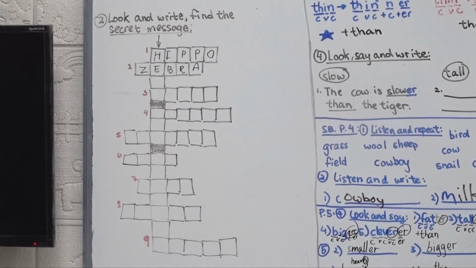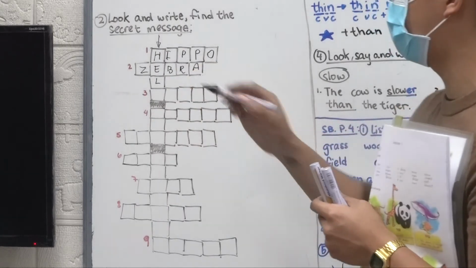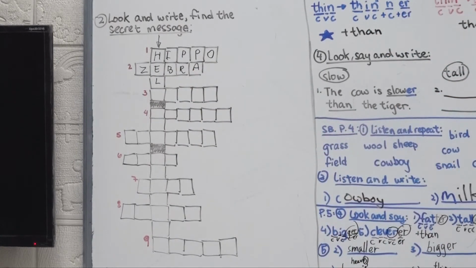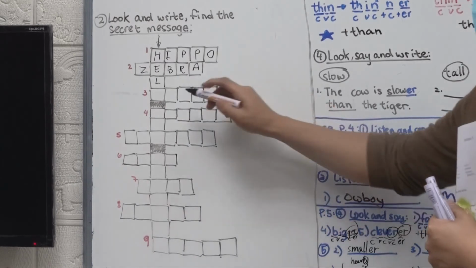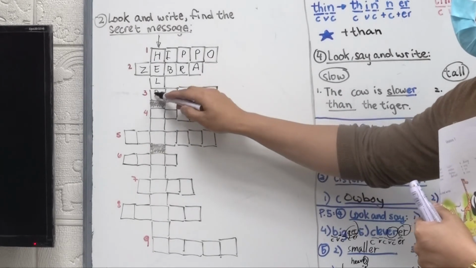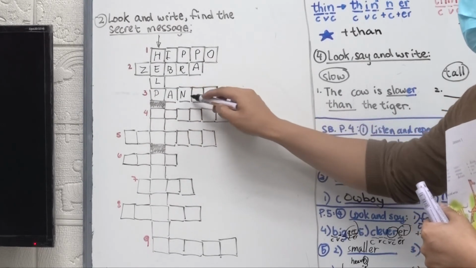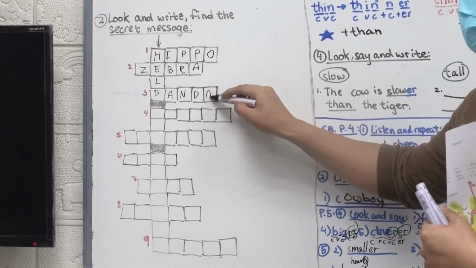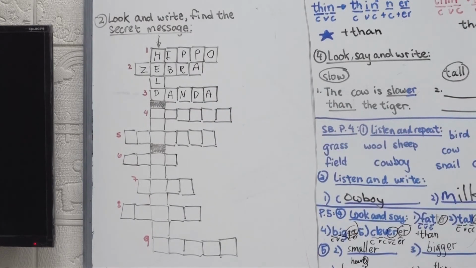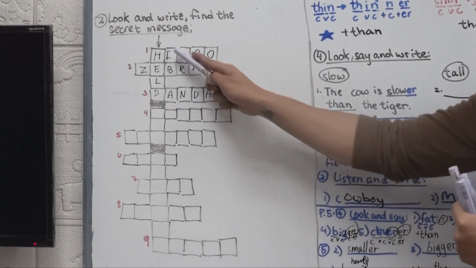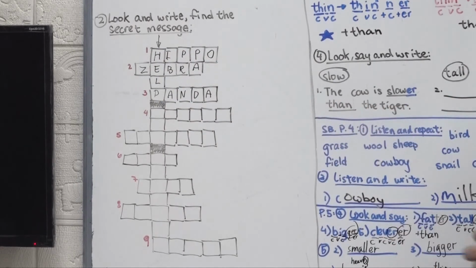Oh, there is one letter here already, right? They give it to us. Alright, what about number 3? What animal is number 3? Oh, kind of bear. Panda, right? How do you spell panda? P-A-N-D-A. Panda. Alright, so the first word of the secret message is help. Help, right?